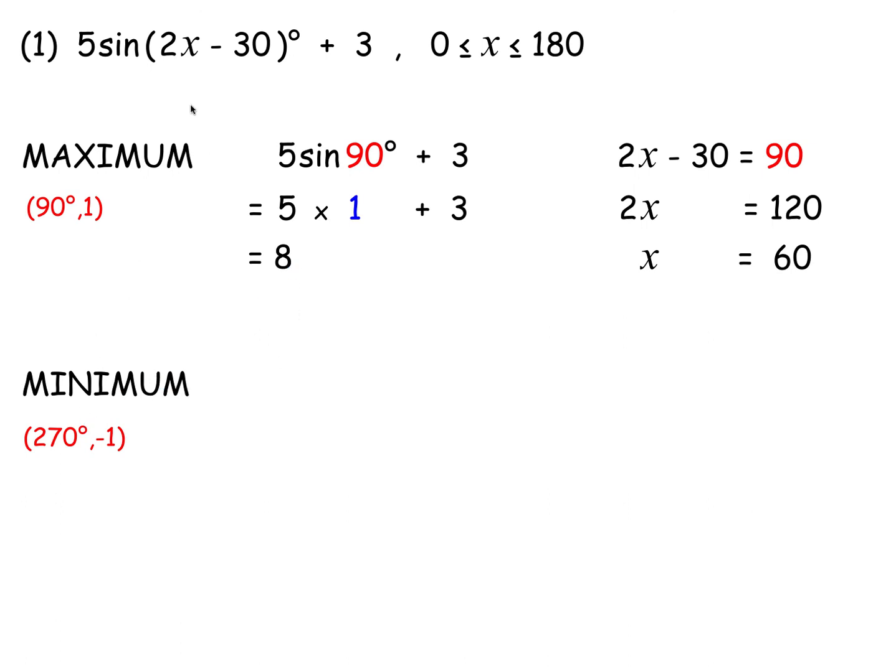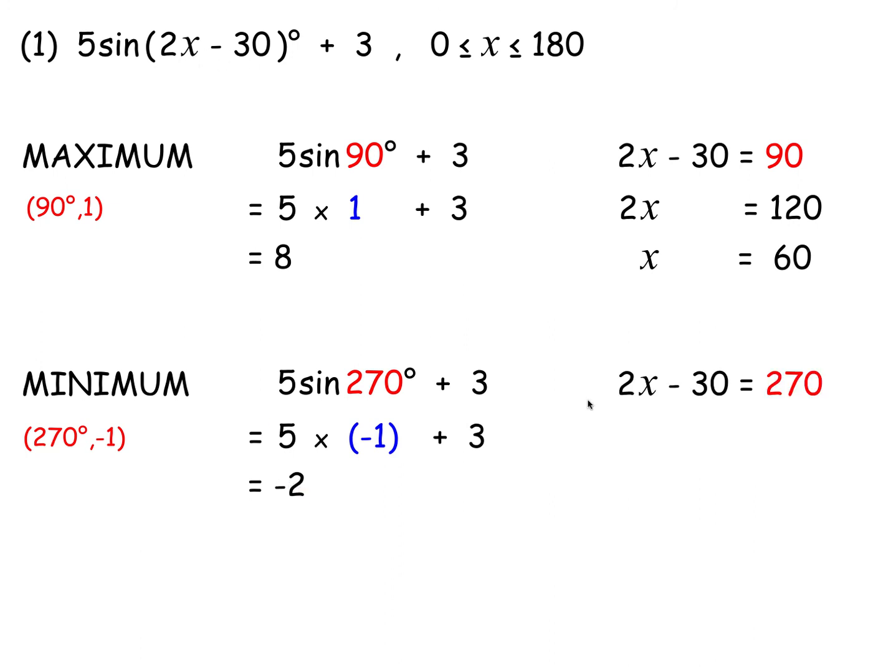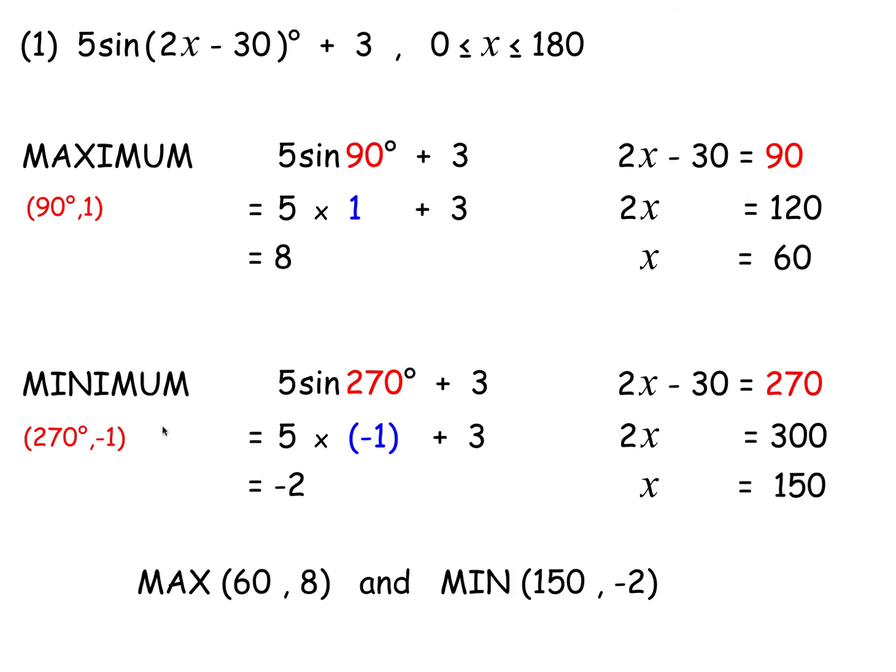You do the same with the minimum, but you want to make the bracket 270, so you just make it 270. Doesn't matter what's in there. It's becoming 270 because you can't get any lower than sine 270, which goes to negative 1. There it is. So the minimum value is negative 2. So what makes the bracket 270? You've got to figure what value of x will make 270 here in the bracket. So you just solve the equation. Put 30 onto the other side and divide by 2 and it's 150. And now you've got it. 60, 8 is the maximum turning point, 150, negative 2 the minimum.